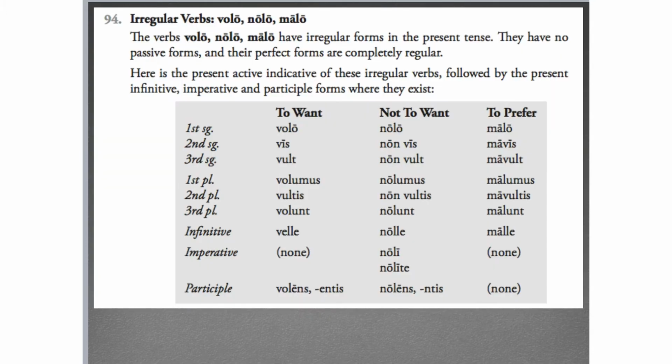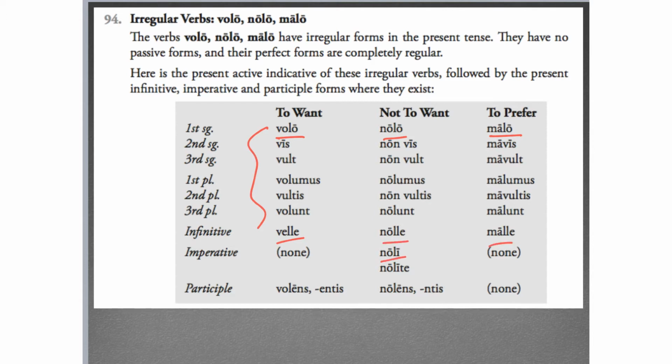All right, so the main irregular verbs are listed here. Essentially it's volo, nolo, and malo. And really they're just irregular in the present tense, as well as the infinitives. This shot from your textbook shows you the irregular forms. So you can see the present tenses here. These are the infinitives, and those are irregular.